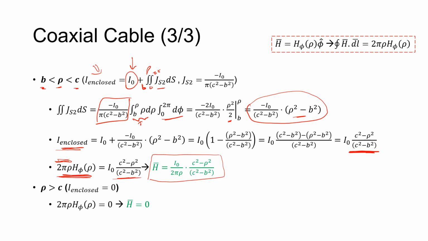Finally, the last case is where rho is larger than the outer conductor radius. In that case, as we have said, we have I naught enclosed and minus I naught enclosed. They cancel each other, so your right hand side is 0, and due to this your final H will be 0. The most important thing here is to understand how to calculate the current for the field. We assume it has a symmetric shape, and that's why the left hand side of Ampere's law was very easy to calculate. Thank you.